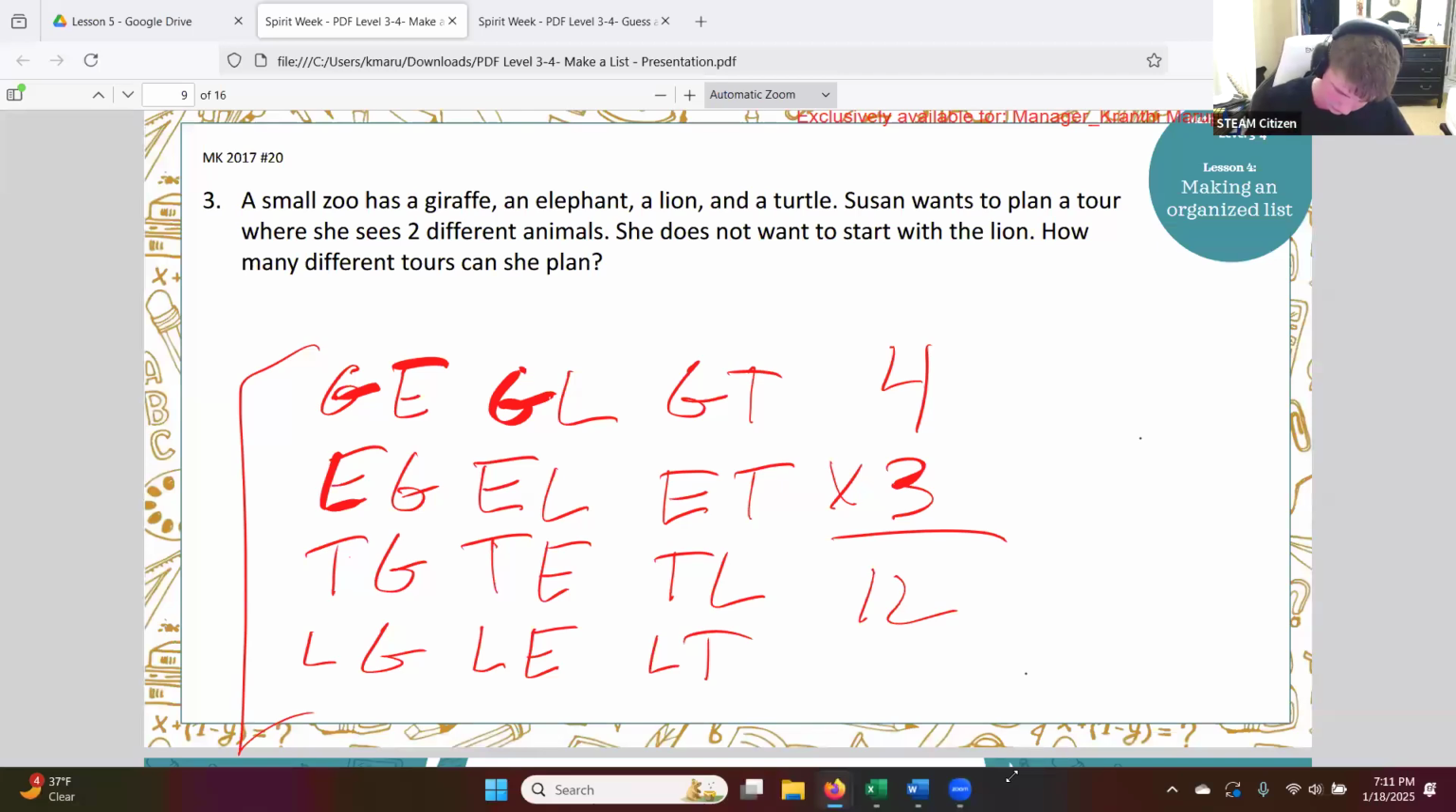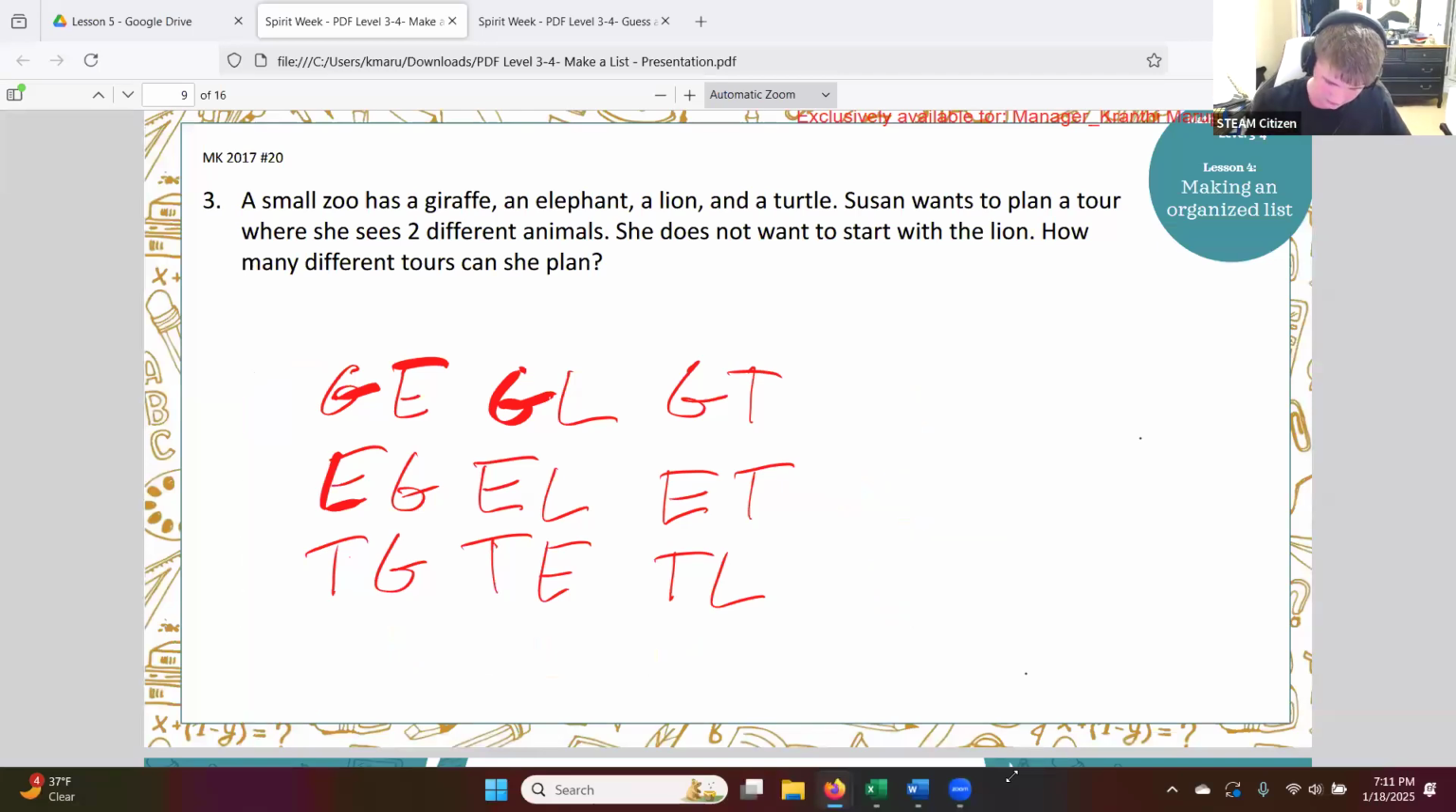So for instance, if we go back to the warm-up problem, if you could scroll all the way back up there, that's a little bit far.